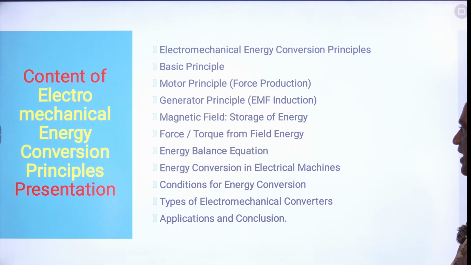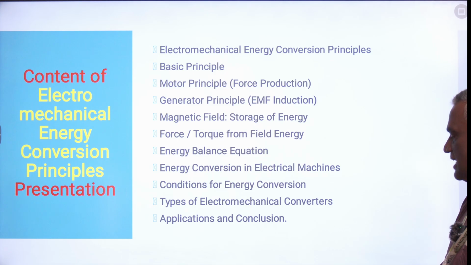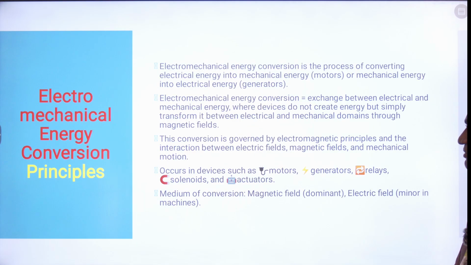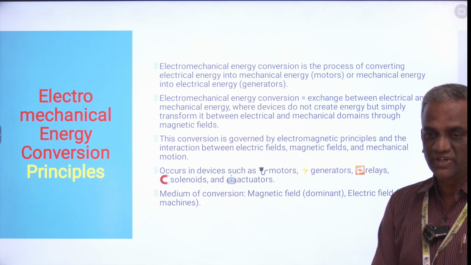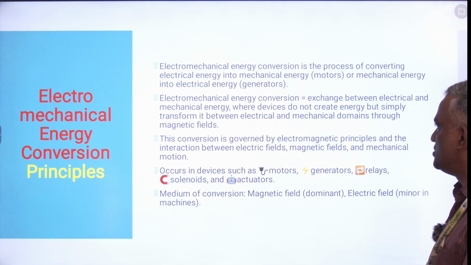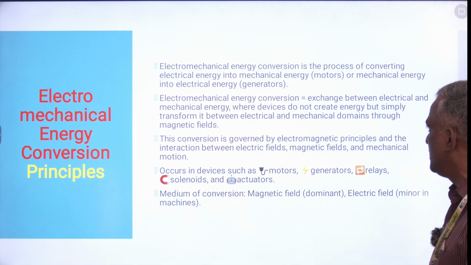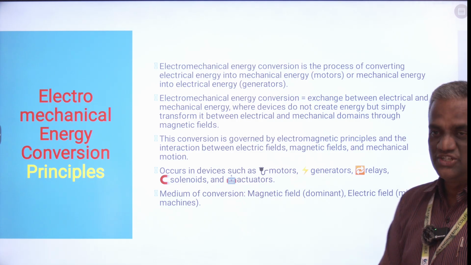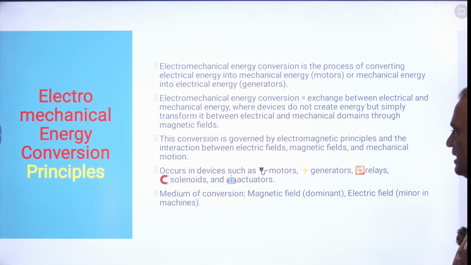Then we'll be talking about the energy balance equation, energy conversion in electrical machines, then conditions for energy conversion. Last but one will be types of electromechanical converters, and last but not least the applications and conclusions. So what is electromechanical energy conversion principle? It's the process of converting one form of energy to another form of energy. In motors, we convert electrical energy to mechanical energy, whereas in generators we convert mechanical energy into electrical energy.